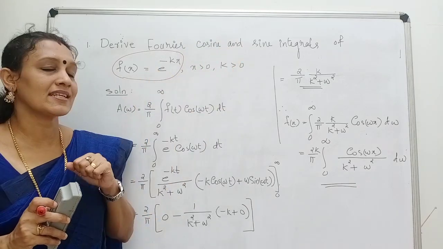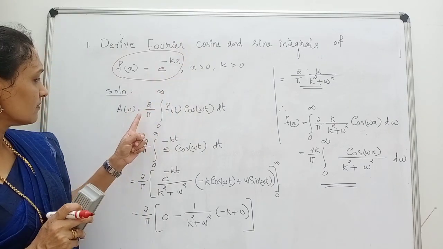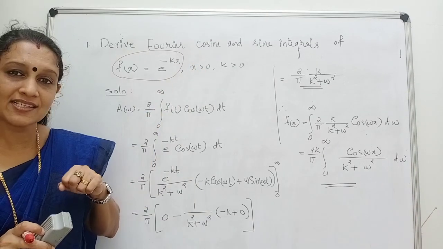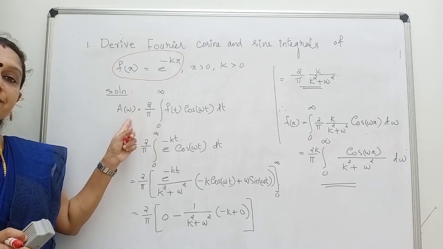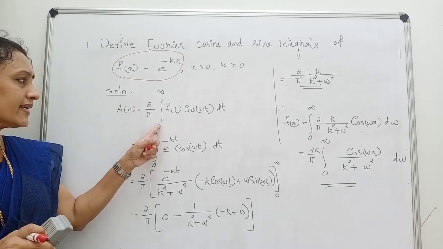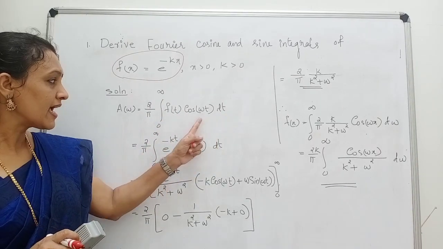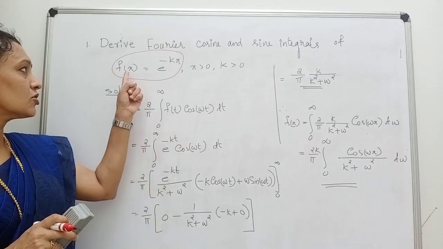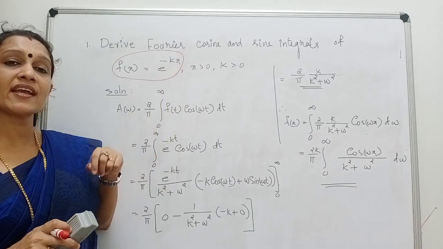Now let us examine what a Fourier cosine integral representation is. In the Fourier cosine integral representation, we have a omega, isn't it? So first we are calculating a omega. A omega, by the definition, is 2 by pi integral 0 to infinity f of t into cos omega t dt. For f of t, you have to substitute. What is f of t? You are given f of x as e raised to minus kx. You change x to t.